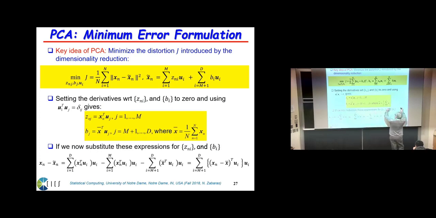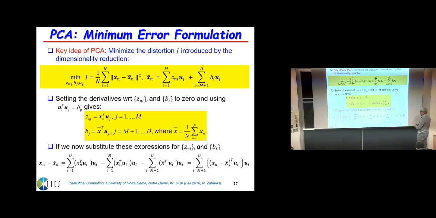How do you get this? You set the derivative equal to 0, and there is no algebra. The algebra is this equation. The algebra is the answer, okay? So if you plug these values into this expression and compute the error, where x_n is the point in high dimensions and this is the approximation in M dimensions, I'm going to go directly to the final result. And the final result looks like this, okay?